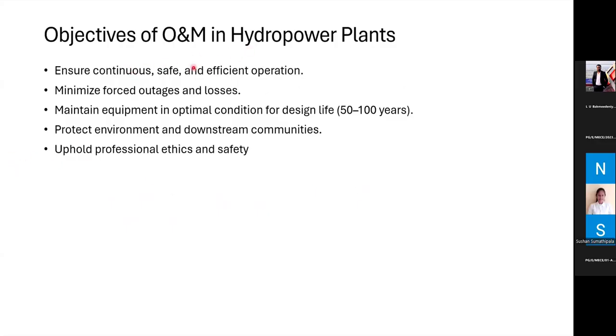So with these O&M practices, we ensure continuous, safe, and efficient operation of the power plant, minimize forced outages and losses, and maintain equipment in optimal condition to design life. This is important because hydropower stations require major construction, major investment, and also result in major changes to the environmental aspects. So when we create a hydropower station, we create it for the long run, typically 50 to 100 years, at least, of operational capacity is required from these power stations.